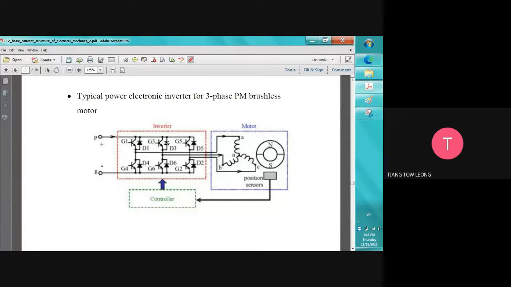So typical power electronic inverter for 3-phase PM brushless motor. This PM brushless motor is a little bit stupid. It's not like the fan. When we switch on, it will run itself. We call that one a line start motor. Induction fan is a line start motor. PM motor cannot. We need to know where is the position of the rotor, so that we need to feed back to the controller. Then the controller will control the switch where they want to feed the line. Okay. So this is the power electronic inverter.